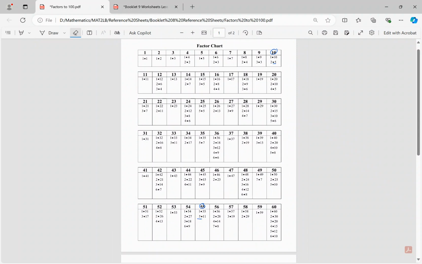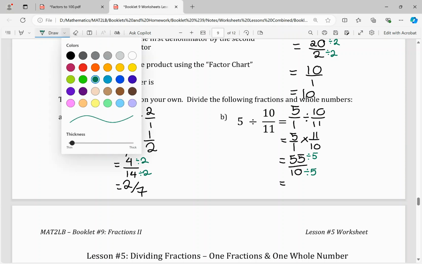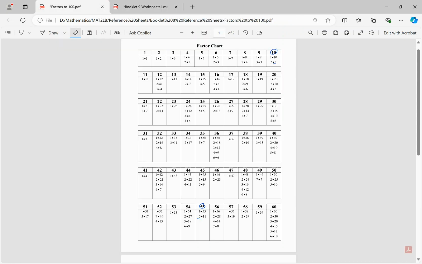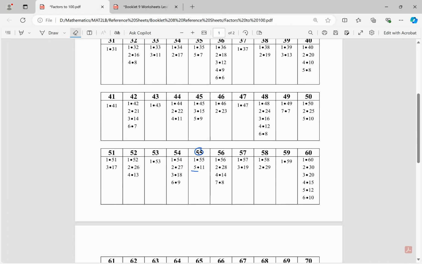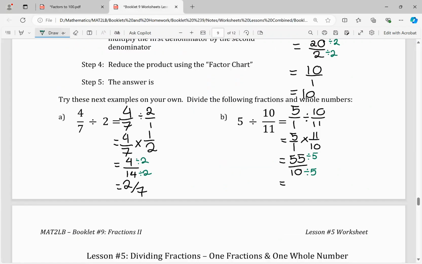Okay, so we're going to divide both 10 and 55 by 5. Now this one's a little bit tricky, so you can use your calculator for 55 divided by 5, or as a reminder, the answer is right here. Right, 55 divided by 5 is 11. So that is going to be 11 over, and 10 divided by 5 is 2. That's your final answer.